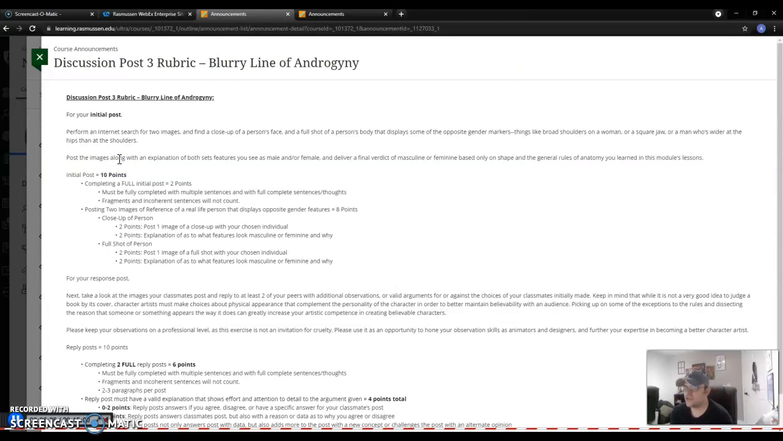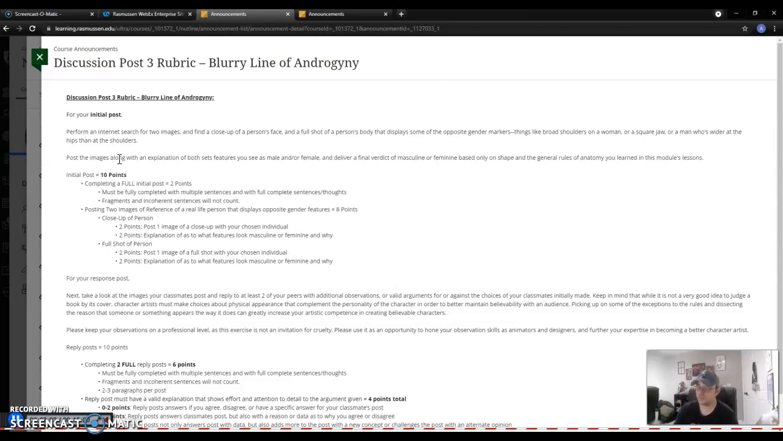So what I would like you to do is perform an internet search for your initial post of 2 images and find a close-up of a person's face, and a full shot of that person's body that displays some of the opposite gender markers. Things like broad shoulders on a woman or a square jaw, or a man who has wider hips than shoulders, or a man that has more feminine rounded features on a face. That's something to look at specifically. So that's what I want you to do.